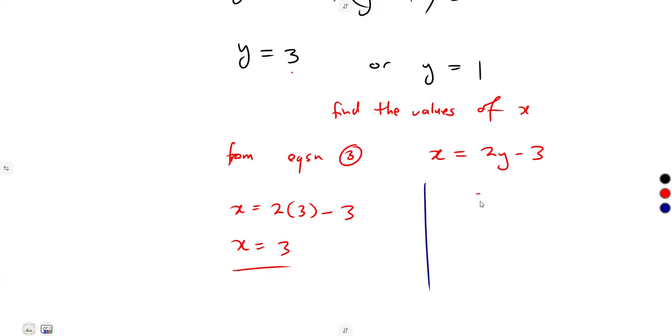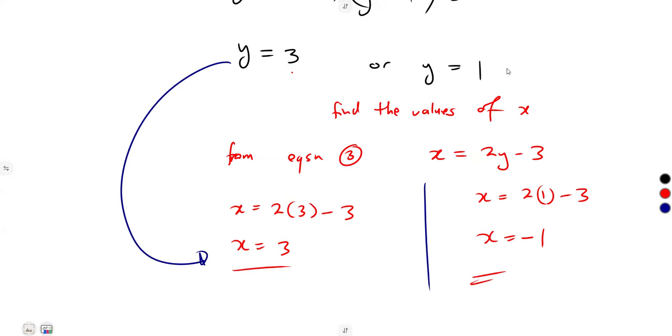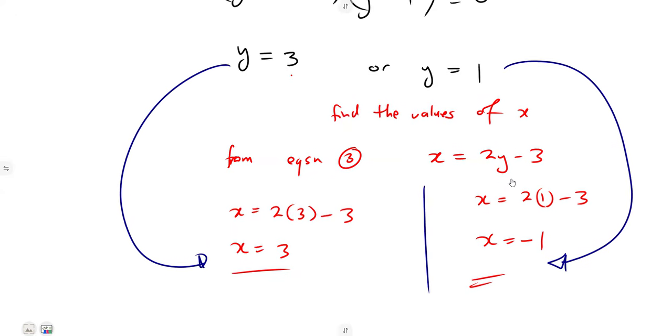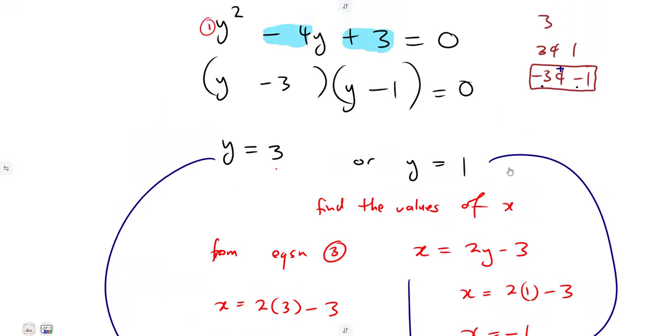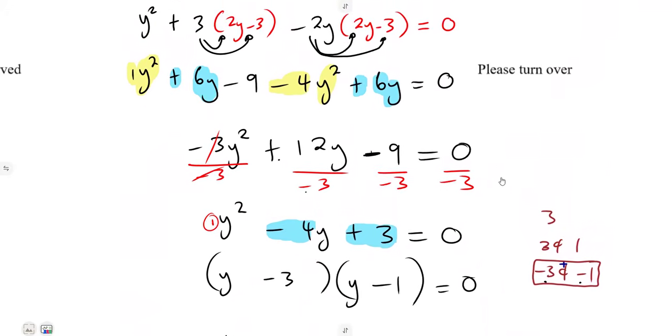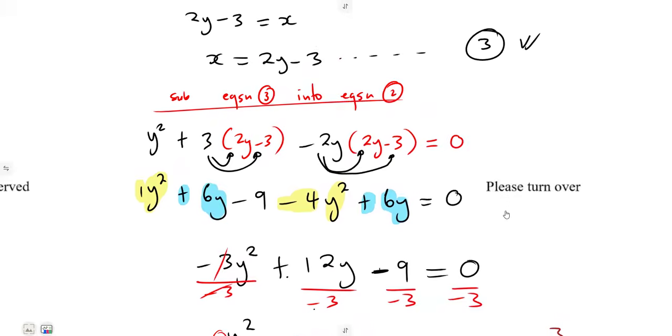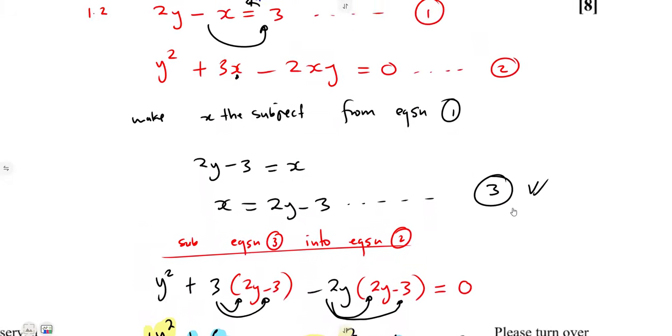The same thing. When our y is 1, substitute 1 in place of y. What are you going to have? X is going to be 2 minus 3, which is negative 1. So that will be the values of x. All right. So that is it. When y is 3, x is 3. When y is 1, x is negative 1. So you can easily play around with your questions, guys. That's the easy part. Just play around, revise, do your basics.